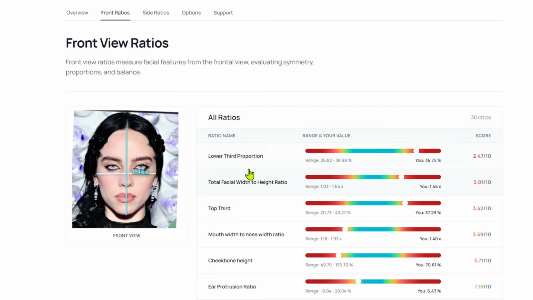That's a lot due to the first score, which is the lower third proportion. Her top third is very out of the ideal range because it's so large. Oh my God. That forehead is just there. That's the billboard forehead. I mean, no wonder she can advertise her stuff. Just slapping on the forehead there.